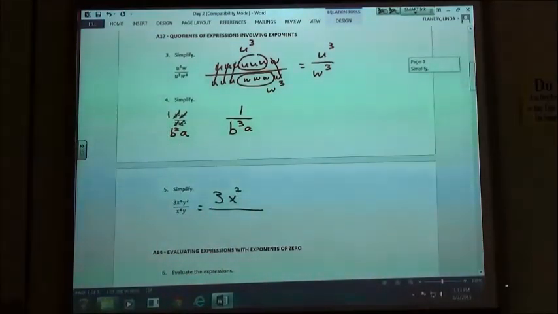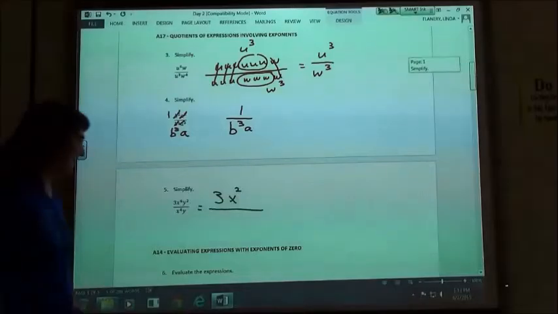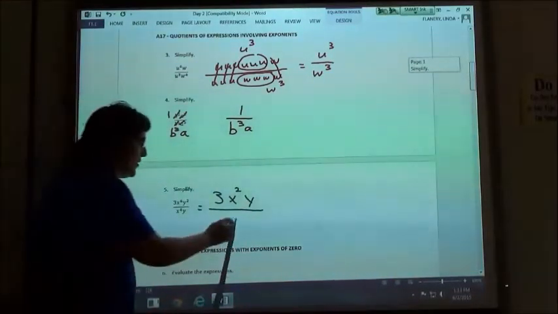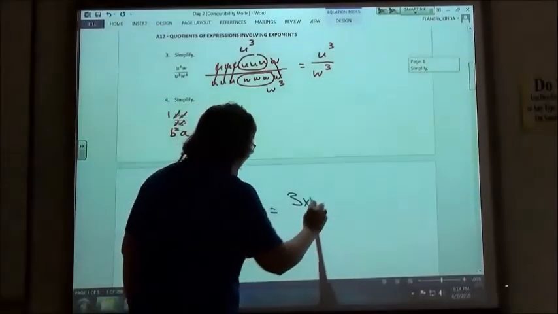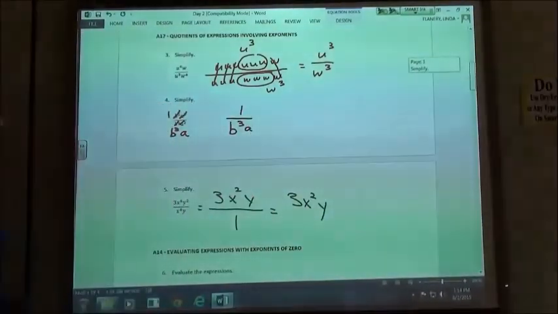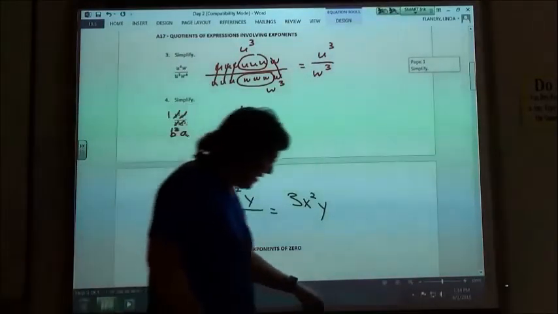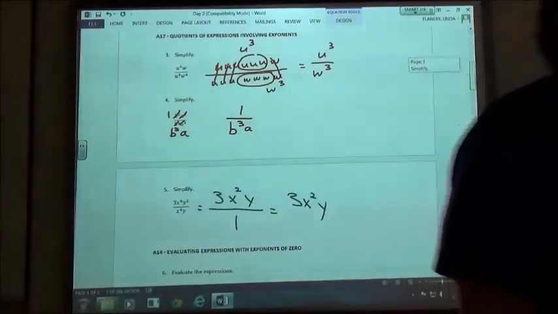And on my y's, I'll have a y on the top. What's on the bottom? 1. There's really a 1, but we don't need it. So we just end up with 3x squared y. So when you divide, you subtract those exponents.